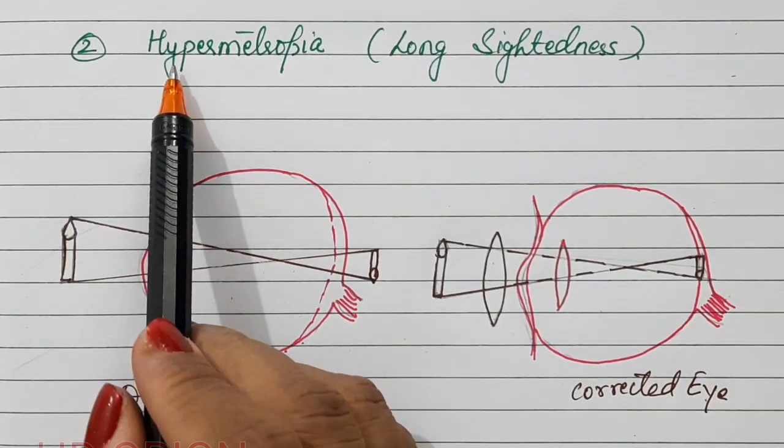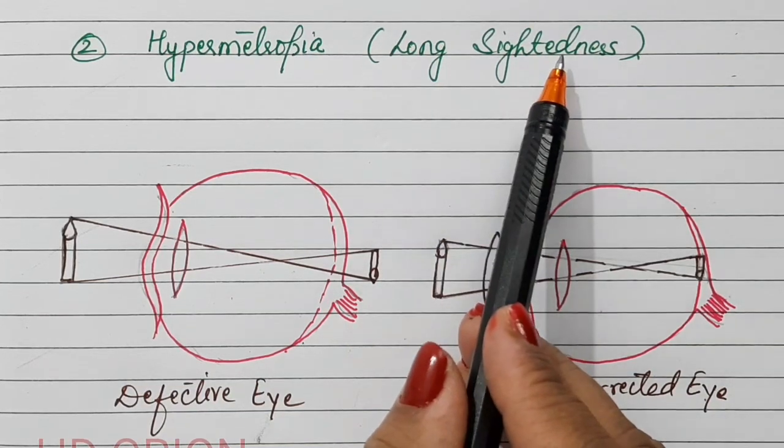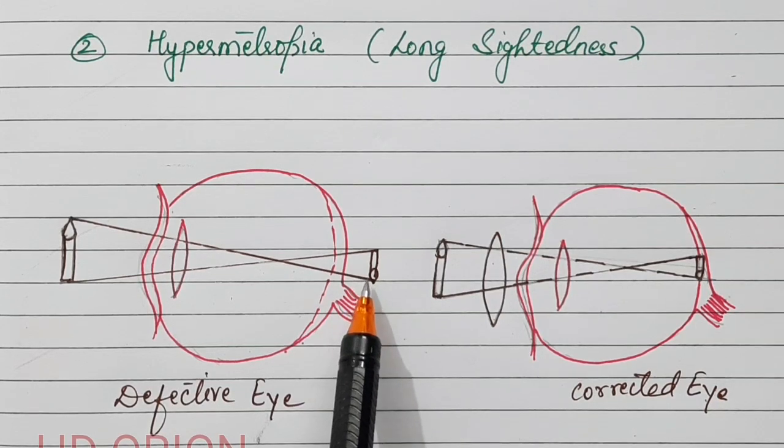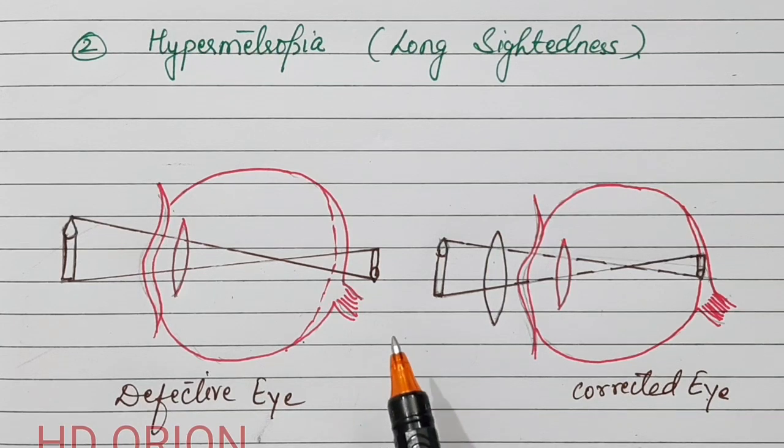Now this is the second defect, hypermetropia, also known as long-sightedness. In this, the image is formed beyond the retina, and therefore the person has blurred vision of the things which are present nearby. So he does not see things which are nearby clearly. He is able to see only things which are far off.